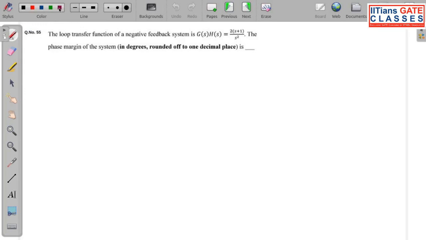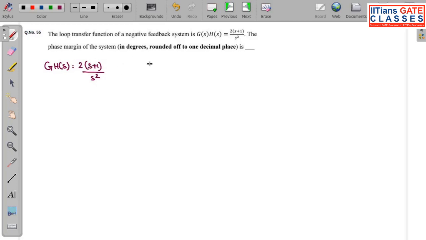So in the next question, what do we see? The loop transfer function of a negative feedback system is G(s)H(s) = (2s + 1)/s². What is the phase margin of the system? They have given you the transfer function, which is (2s + 1) divided by s squared, and they have asked you the phase margin of this system. So what will be the phase margin of this system?